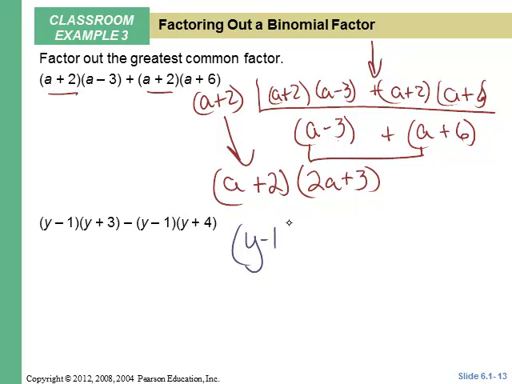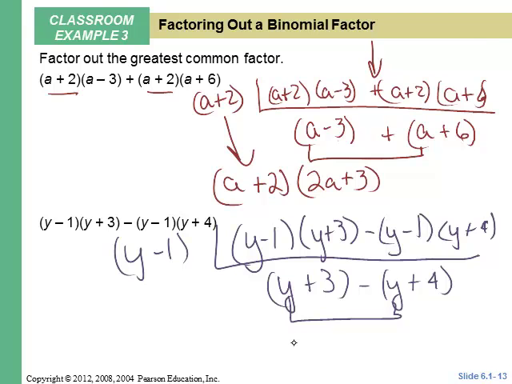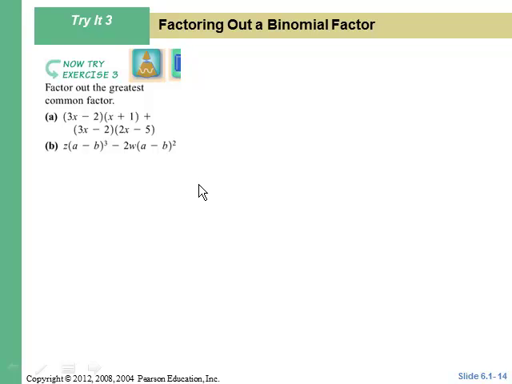Y minus 1 times y plus 3 minus y minus 1 times y plus 4. Okay, we can factor out a y minus 1 from both of them, and we're left with y plus 3 minus y plus 4. Y minus y is nothing. 3 minus 4 is negative 1. So our factored form is y minus 1 times negative 1. Next one.